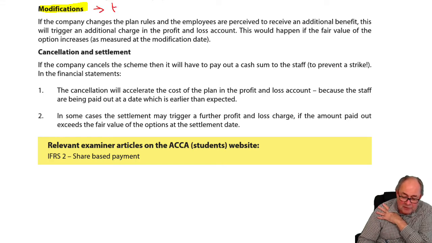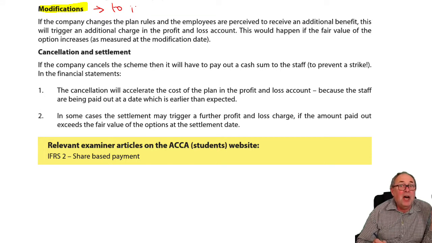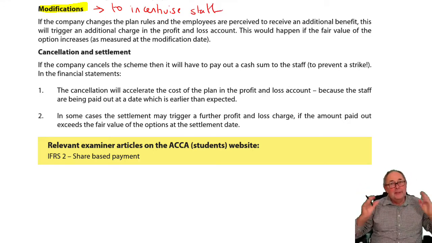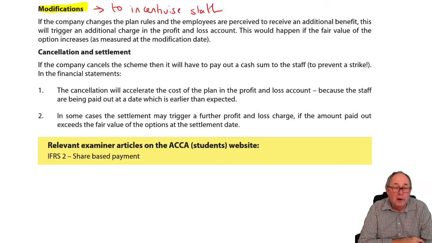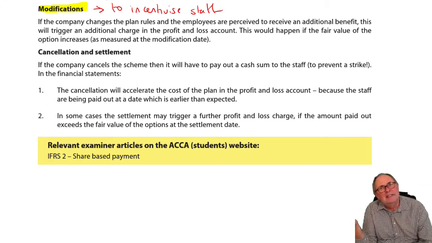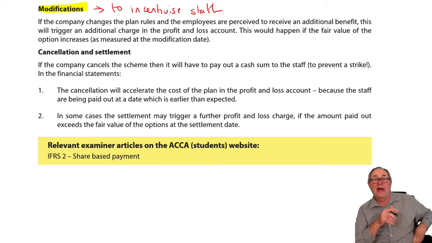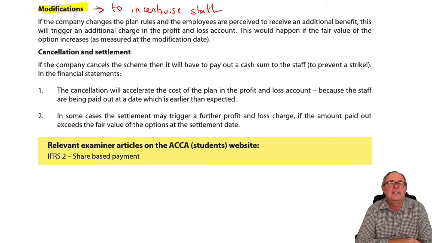Modifications, again, are sometimes used to give the staff an incentive. I think there's a verb to incentivize the staff. If you incentivize the staff, what you would often do is maybe lower the price at which the option can be exercised to give them a bit more benefit. Now, the International Accounting Standards Board gets very jealous about this, and it stands there with its hand on its hip and again waggling its finger and saying, if you're giving the staff more of a benefit, then you can make a bigger charge in the profit and loss account.